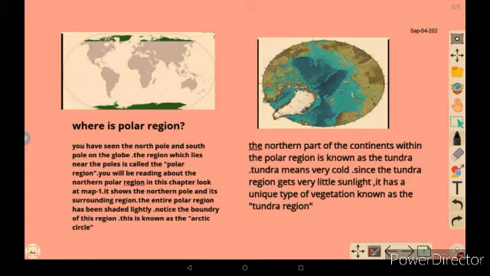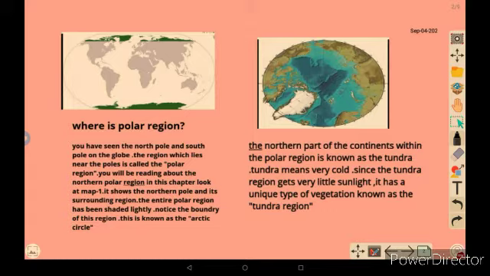The northern part of the continents within the polar region is known as the tundra. So what is the tundra region here? The question is raised. The tundra region is the region which falls under the northern side of the polar region. I made a big lengthy sentence; you can make it shorter too. The northern part of the continent within the polar region is known as the tundra. The word tundra means very cold.